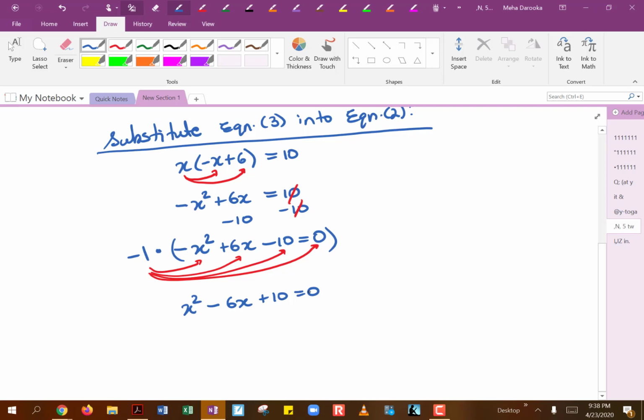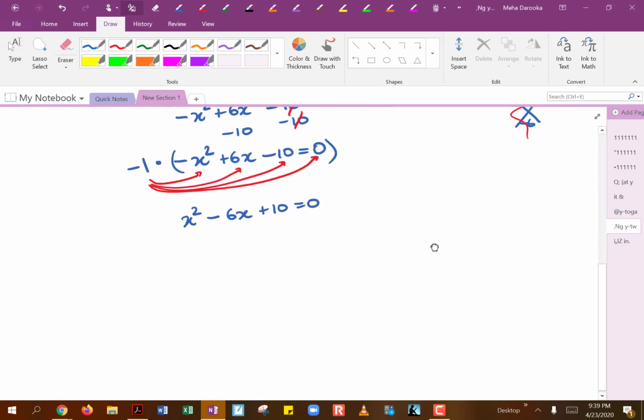Now you can try factoring this quadratic equation over here, but it will not factor, because just think about it. What two numbers would multiply to give you positive 10 and add up to give you -6? Because 10 only breaks down into 10 times 1 and 5 times 2, and none of those combinations will add up to a 6, right? So that means you cannot factor this. So factoring does not work.